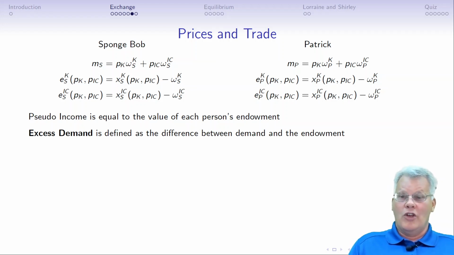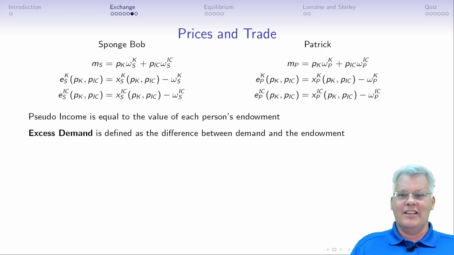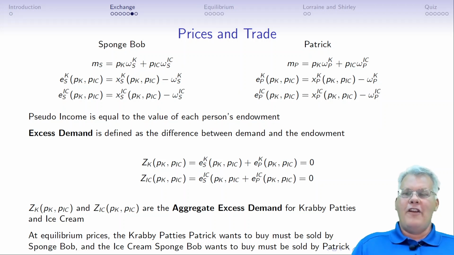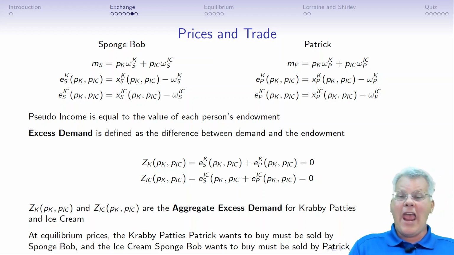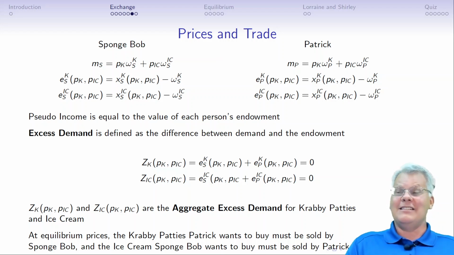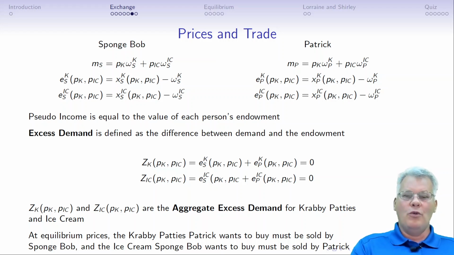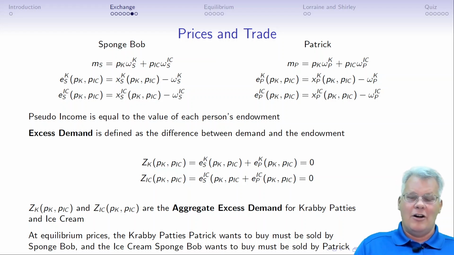Okay? And we can also define SpongeBob's excess demand for ice cream in the same way. It's the difference between his demand and his endowment. And Patrick has excess demands for Krabby Patties and ice cream that are defined in an analogous manner. Okay? Now, Varian introduces a new concept at this point, aggregate excess demand. So if we add SpongeBob's excess demand for Krabby Patties to Patrick's excess demand for Krabby Patties, this is aggregate excess demand. So it's just the sum of the excess demand of the two consumers. So we define aggregate excess demand for both Krabby Patties and ice cream, as I have in the math in the center of the slide.